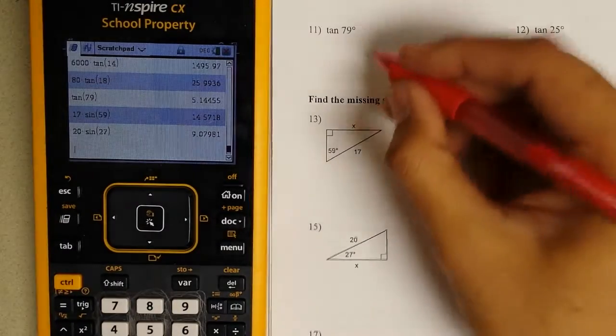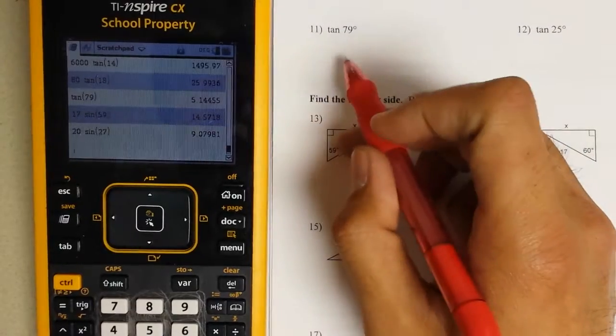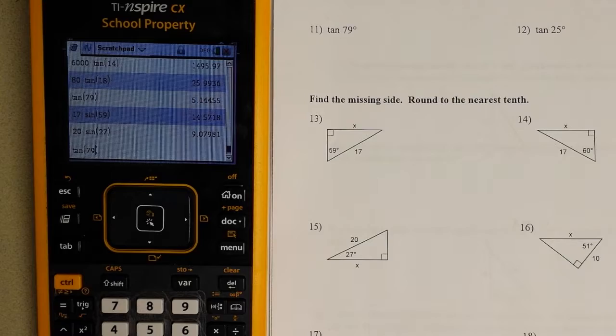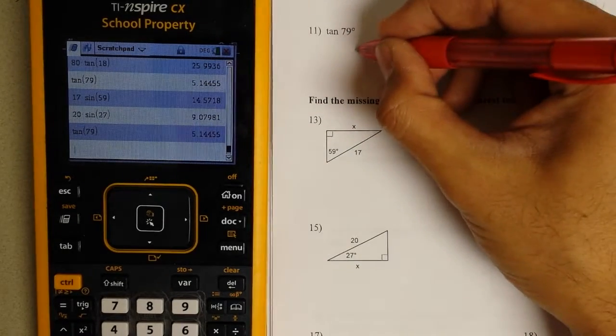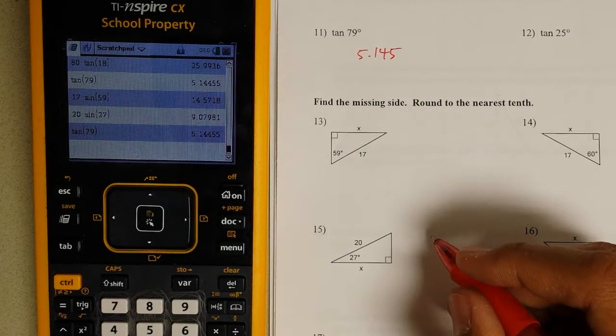Alright, so part 2. When you get to 7 through 12, it really is just plugging this in the calculator. So I'm going to go trig, tangent 79. So that's 5.145. That's it for those.